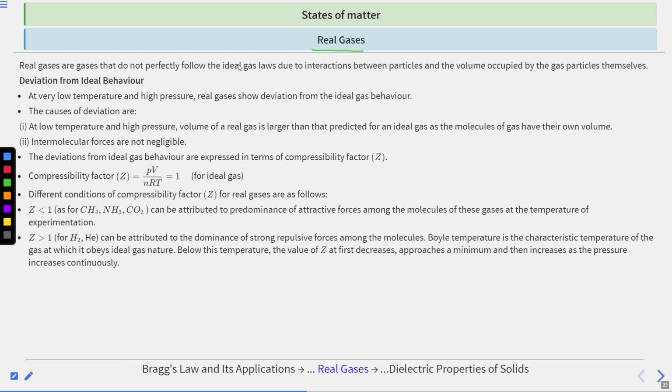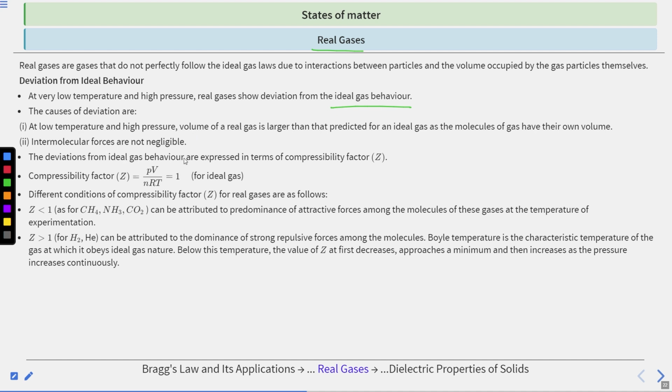Real gases. Real gases are gases that do not perfectly follow the ideal gas laws due to interaction between the particles and the volume occupied by the gas particles themselves. At very low temperature and high pressure, real gases show deviation from ideal gas behavior. The cause of deviations: at low temperature and high pressure, the volume of a real gas is larger than that predicted for an ideal gas, as the molecules of the gas have their own volume. Intermolecular forces are not negligible.